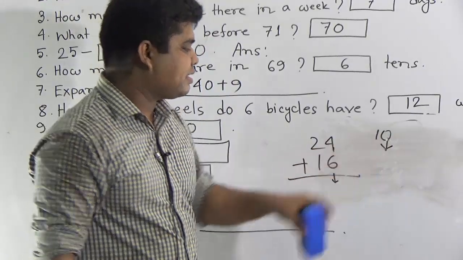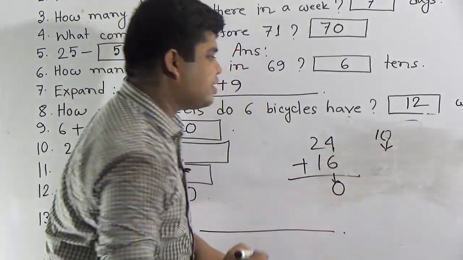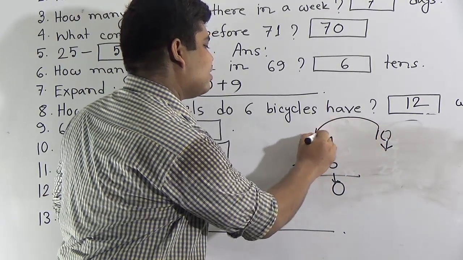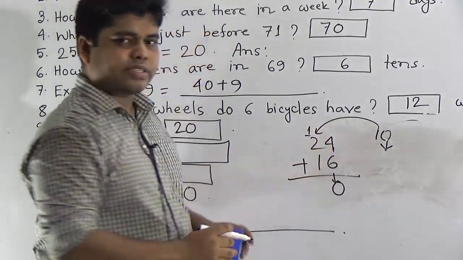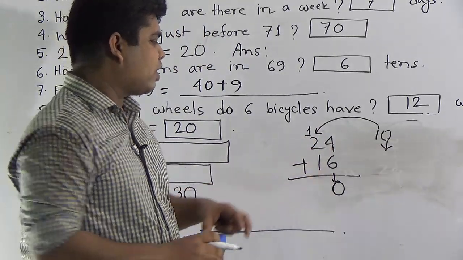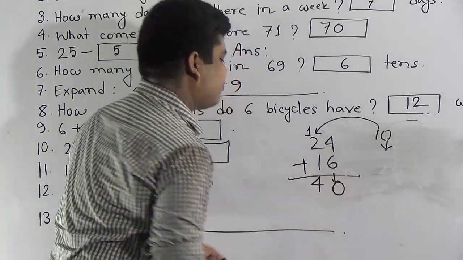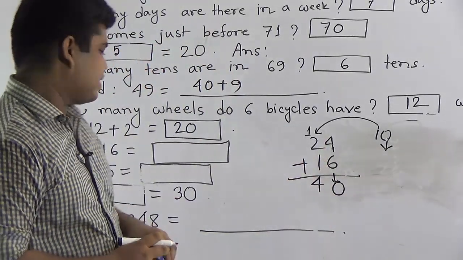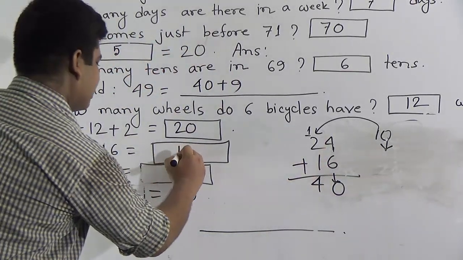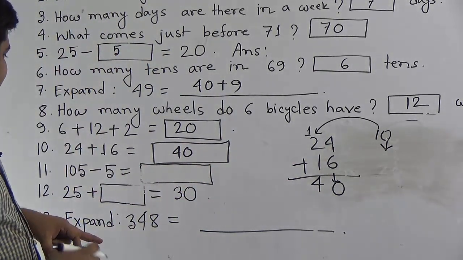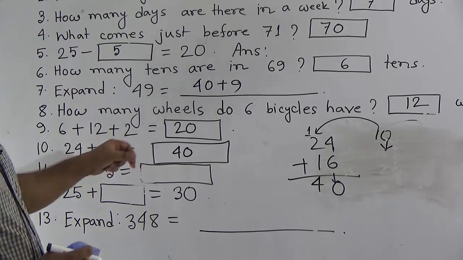Here ones place digit is 0. So we write here 0 and carry 1. This 1 is added with this tens place number, that is 1 plus 2 it will be 3, 3 plus 1 it will be 4. So 40 is the answer if we add 24 with 16. So the answer is 40. I hope you understood how to solve addition with carrying.